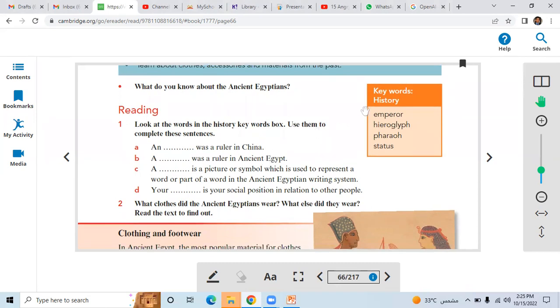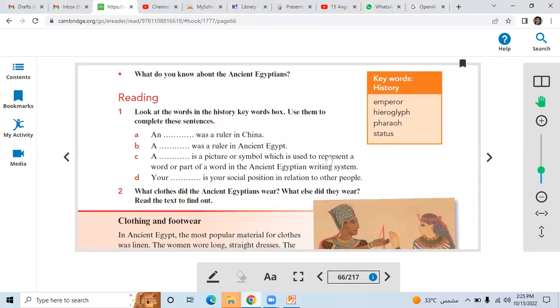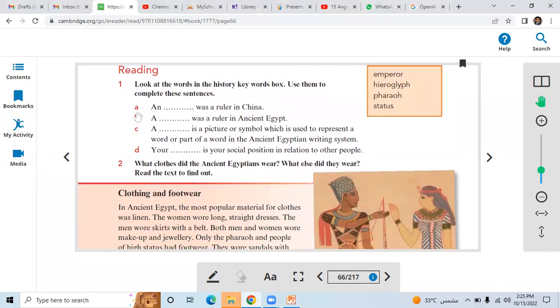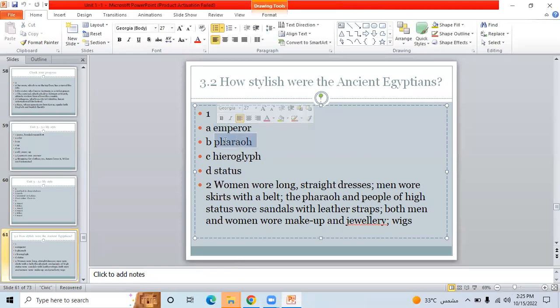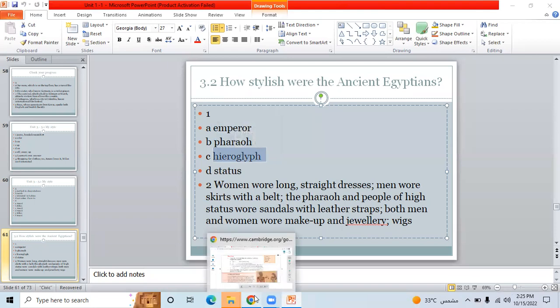Here we have some keywords in the history box: emperor, hieroglyph, pharaoh, and status. Look at the words in the history keywords box and use them to complete the sentences A, B, C, and D. Here I'm going to show you: A is emperor, B is pharaoh, C is hieroglyph, and D is status.